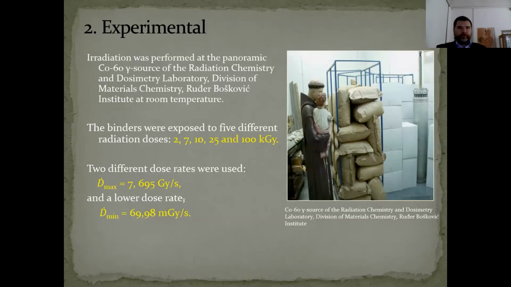Irradiation of these protein films was done at the Ruđer Bošković Institute with a panoramic cobalt source at the radiation chemistry and dosimetry laboratory. The binders were exposed to 5 different radiation doses: 2, 7, 10, 25 and 100 kilograys. Two different dose rates were used. The maximum dose rate was 7.6 grays per second, and the lower dose rate was 69 milligrays per second.